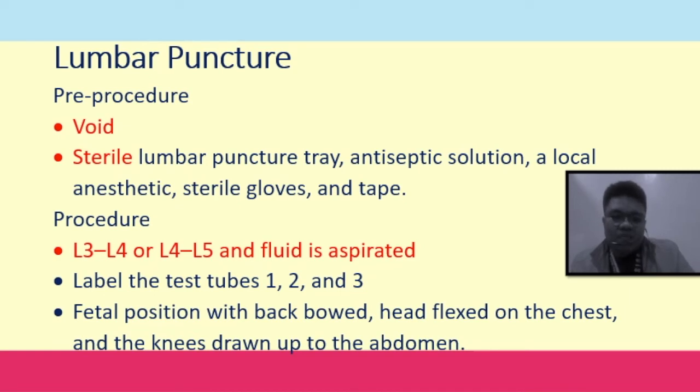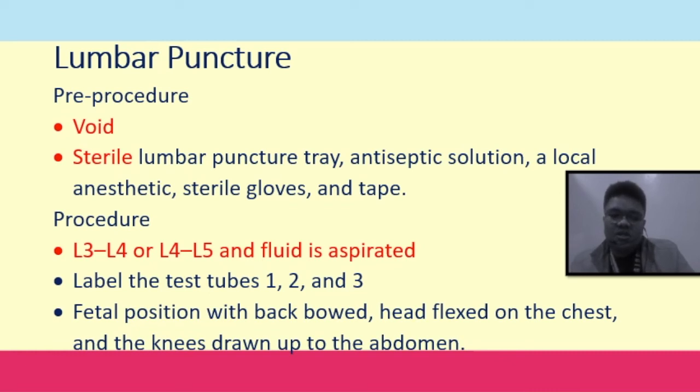And then, class, we are preparing your sterile lumbar puncture tray. So your puncture tray would include an antiseptic solution, usually, class, betadine, local anesthetic, sterile gloves, and tape. Remember that this procedure ought to be a sterile procedure. Okay, because your CSF, your spinal cord, your brain ought to be sterile organs. Okay, so there should be no penetration of microorganisms towards these organs.